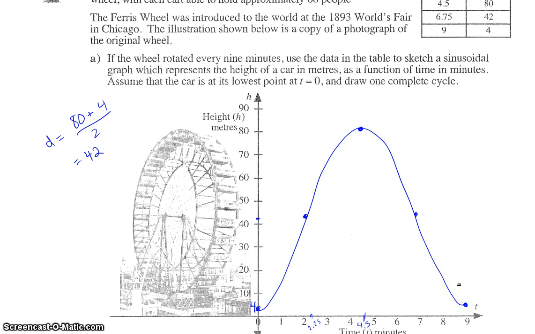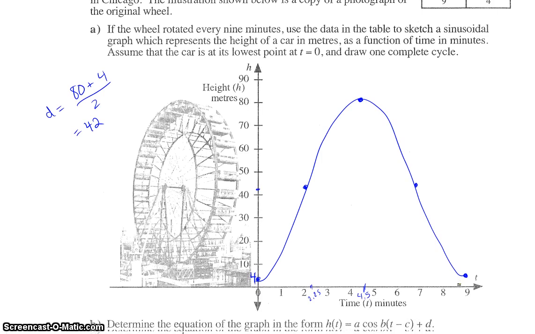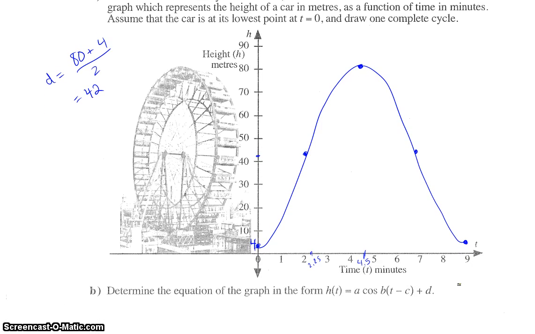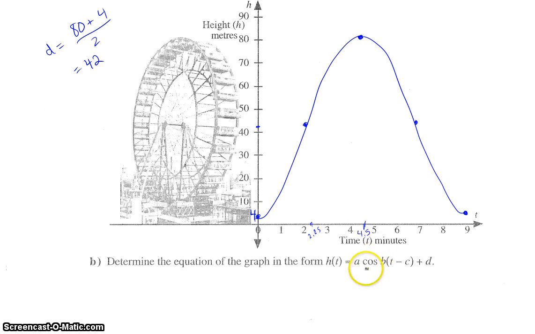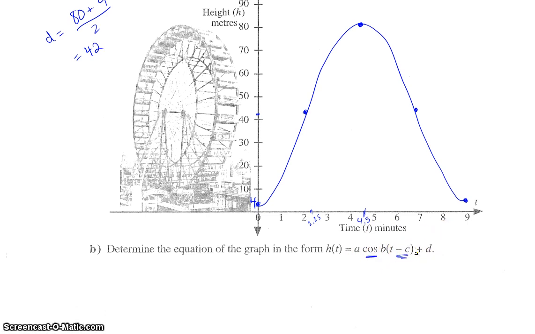One complete cycle, we've got it drawn. Guess what we're doing next? Okay, yeah, that's right, we're getting the equation. This time it's a cosine function, and we have a phase shift. And remember with a cosine function, if we're looking for phase shift, we're looking at where that peak used to be on the y-axis. So notice our peak is here.